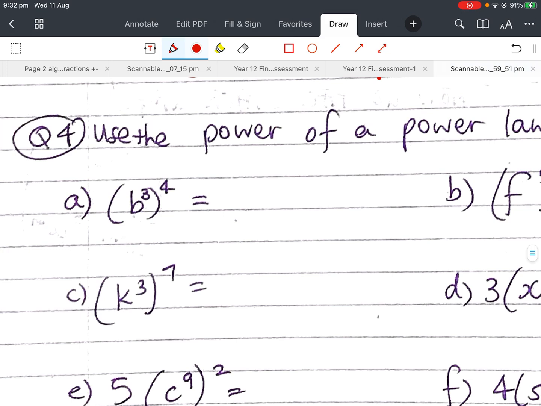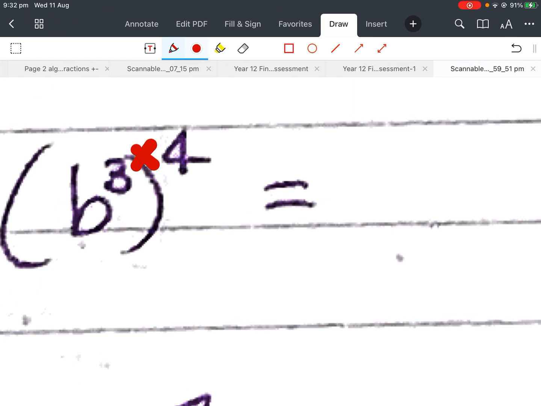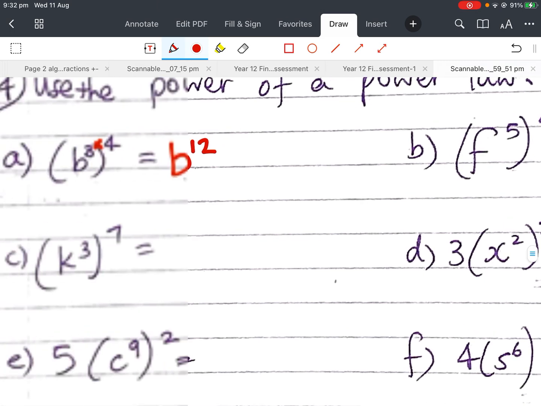Alright, so the power of a power law is fairly simple. You're just going to multiply the two numbers together, because that means b cubed times b cubed times b cubed times b cubed. So when you add all those cubes up, there's 4 of them, you're going 3 plus 3 plus 3 plus 3, which is just the same as going 3 times 4, isn't it? And 3 times 4 is our shortcut, which is 12. So you can have a go at B on your own.